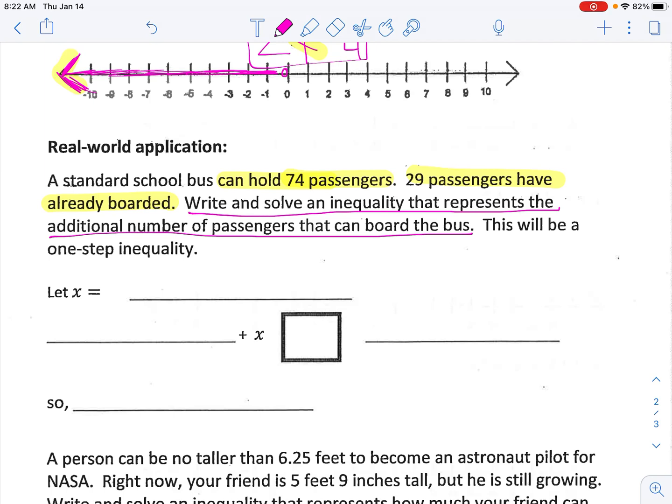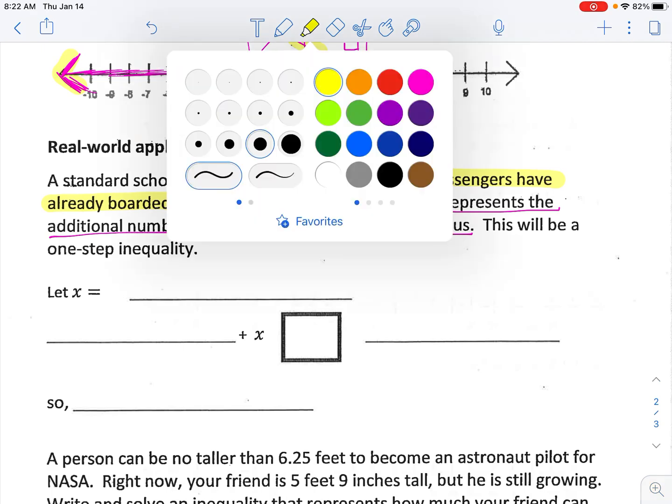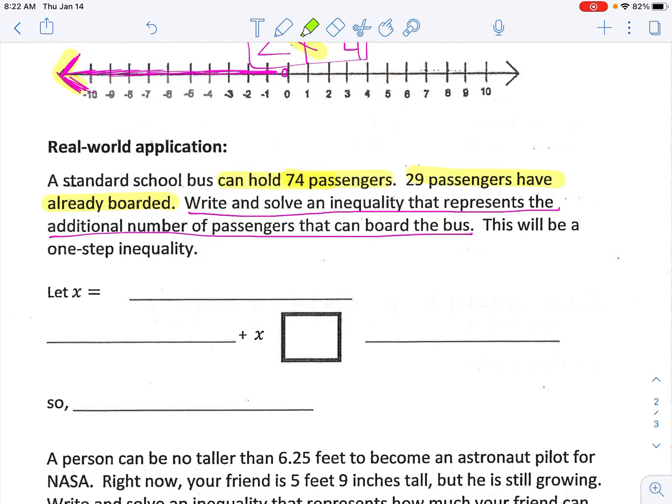Now remember, when we were setting up our own equations, I asked you to define your variable using what the question was asking. So let's go back and see what we're trying to solve for. Write and solve an inequality that represents the additional number of passengers that can board the bus. So let x equal additional number of passengers.